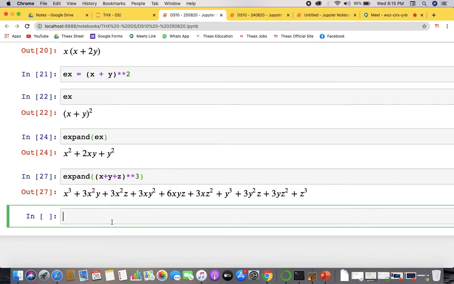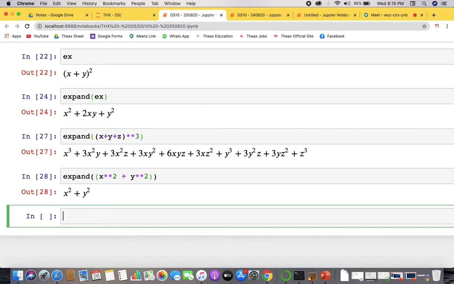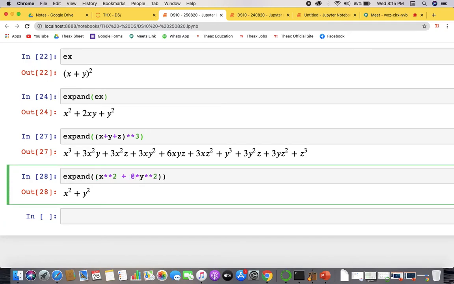So what is the value of x square plus y square? If we say we want to expand x square plus y square, sorry. So this is an expression, right? That is x square plus y square. Okay. Now let's just make it a little bigger here. So 2.